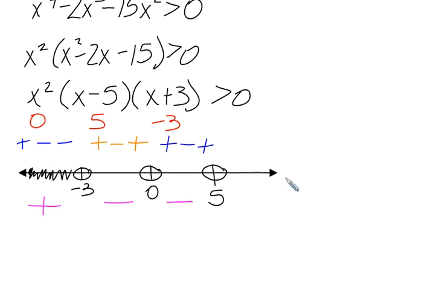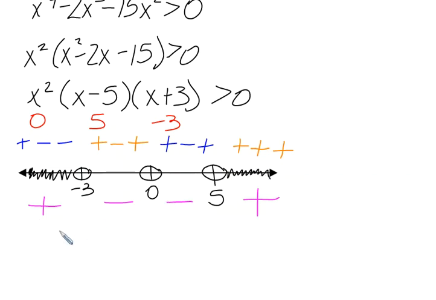Lastly, we'll find out how this final region works. Take a number greater than 5, for instance, x equals 10. 10 squared is positive. 10 minus 5 is positive, and 10 plus 3 is also positive. 3 positives multiplied together would be a positive number. That's greater than 0, so our inequality works. We would shade that region in.